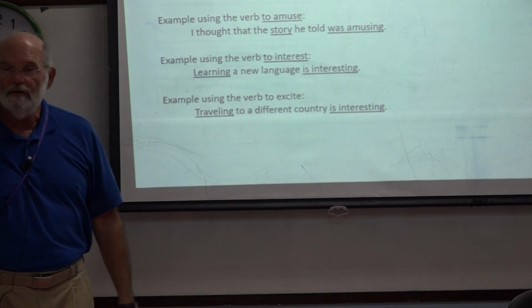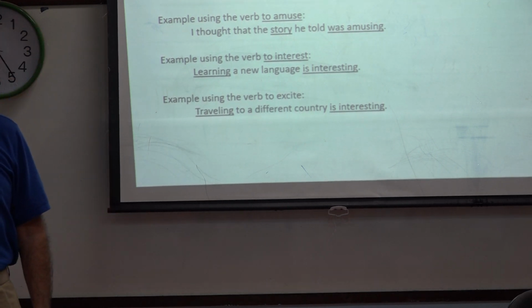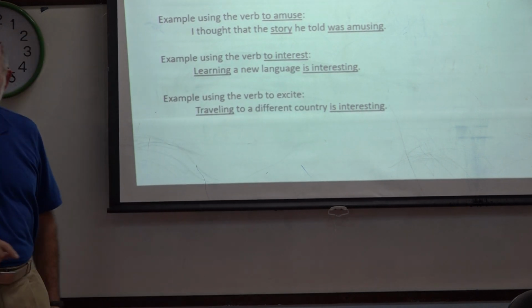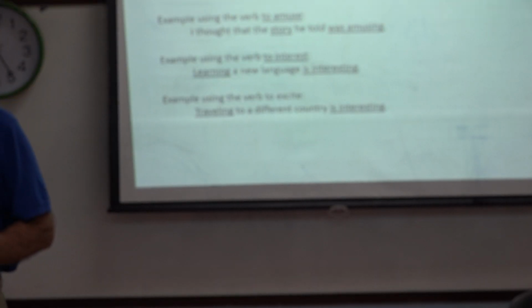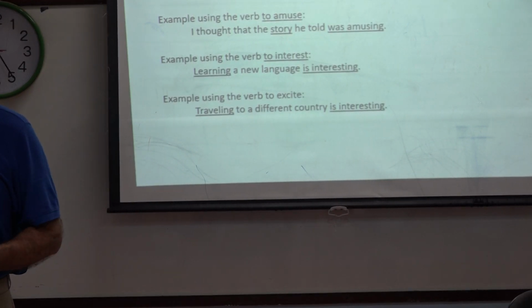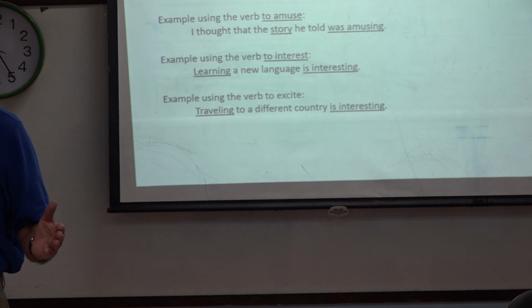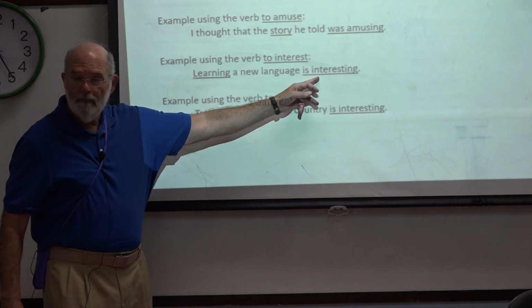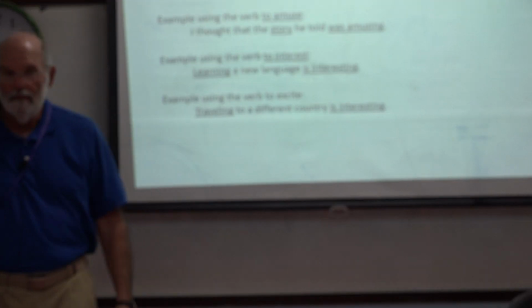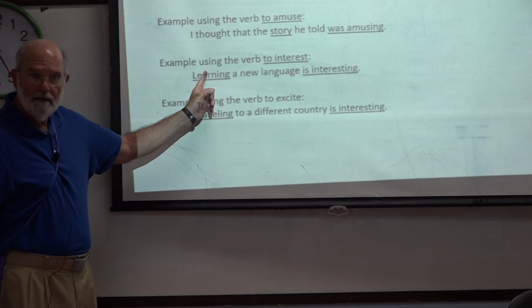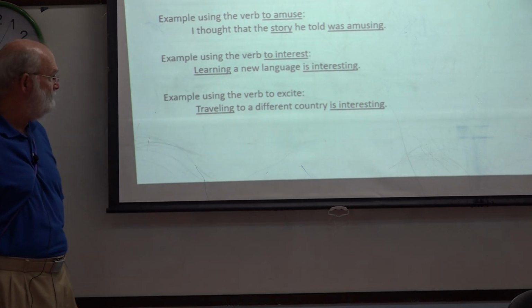Learning a new language is interesting. Now, in this case, interesting is modifying learning. Now, notice that learning is a gerund. It's a verb, to learn. We've added ing to it, and it became a noun. So we have a verb that we've turned into an adjective modifying a noun, which is a verb we turned into a noun. And we're going to do the same thing here.